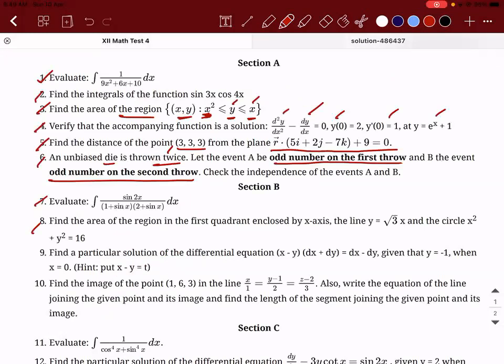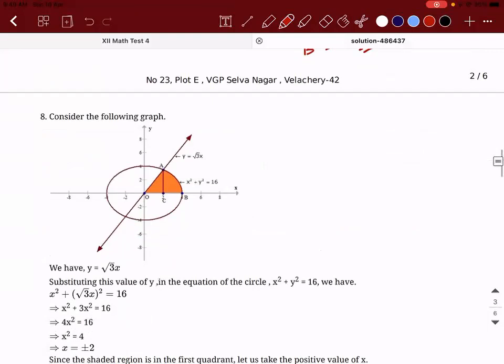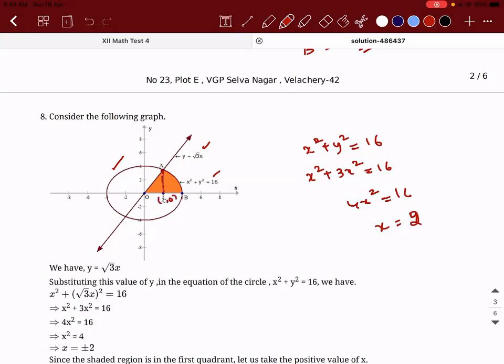8.1. Find the area of the region in the first quadrant bounded by the x-axis between the lines y is equal to root 3 x, x square plus y square is equal to 16. So when you solve it, x square plus y square is equal to 16 and y is equal to root 3x. So x square plus 3x square is equal to 16. 4x square is 16. x will be equal to plus or minus 2. But you will take only 2 into consideration because they asked with respect to the first quadrant. So this point will be 2, 0.